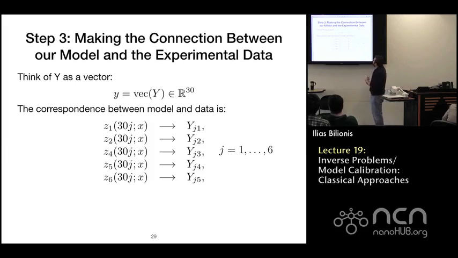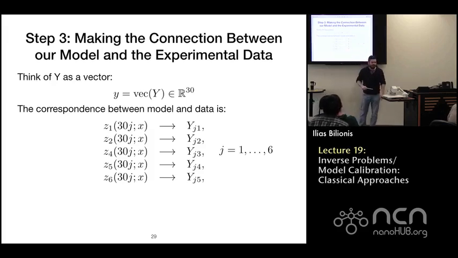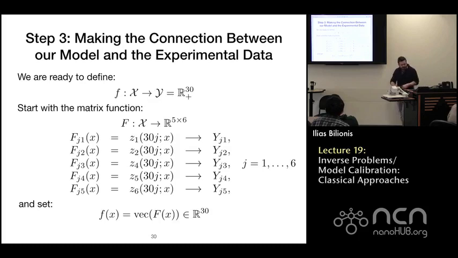So the correspondence between the model and the data is this. The first product Z1 at this time step is supposed to predict this. Okay? The second one is supposed to predict that. The third one is that X. It doesn't predict anything. Okay? Because it's not measured. So we skip it. And so on and so forth. Okay? And because it's a little bit complicated, I suggest writing it down, at least the first time that you do it like that. So now I'm going to define that f of x.